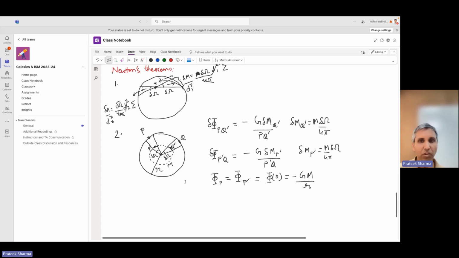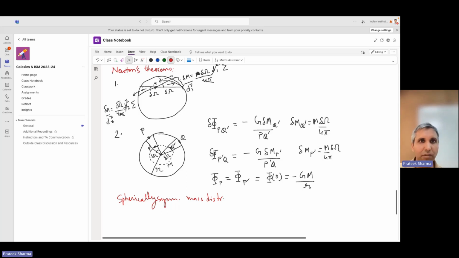So let's look at a spherically symmetric mass distribution. If you have a spherically symmetric mass distribution, how do you calculate the potential at some point P? For gravitational acceleration, we all know: it is proportional to the mass enclosed within that radius times some factors divided by r squared. But the same you cannot apply for potential.